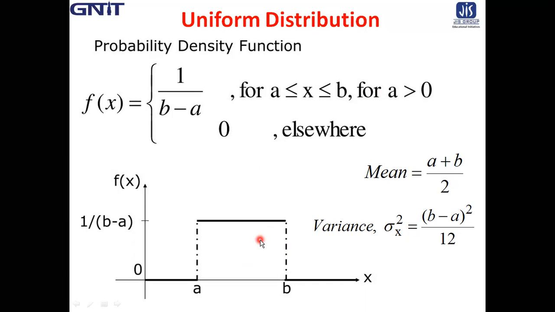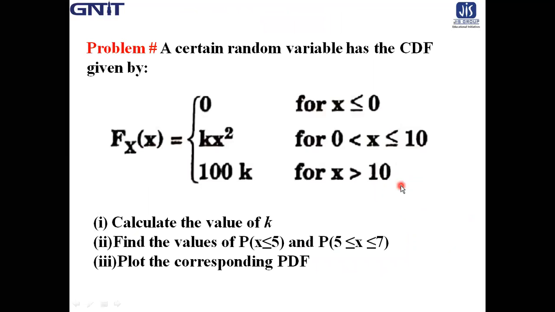The PDF of a random variable having a uniform PDF is given by f(x) equal to 1 by (b minus a) for x between a and b, and otherwise it is 0. It has a mean value of (a plus b) by 2 and variance (b minus a) whole square by 12. So that's all about distributions.